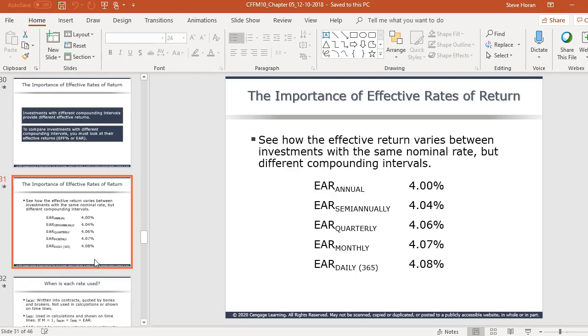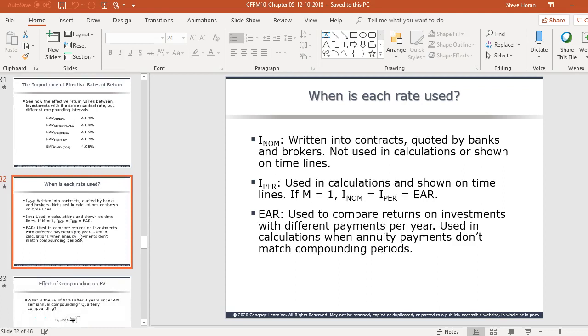And I like this slide because it kind of shows you what the typical compounding periods are: annual, semi-annual, quarterly, monthly, and even daily. And you might think the daily one is going to be this really crazy amount. It's really not that much more than monthly or quarterly. It's obviously higher, but not significantly higher. Okay, so just kind of be aware of that.